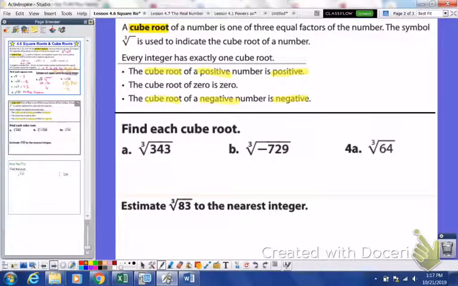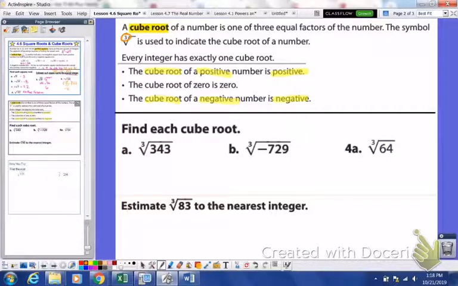Next, we want to talk about cube roots. A cube root of a number is one of three equal factors of the number. The symbol is our radical sign with a 3. It's used to indicate the cube root of a number. Every integer has exactly one cube root.